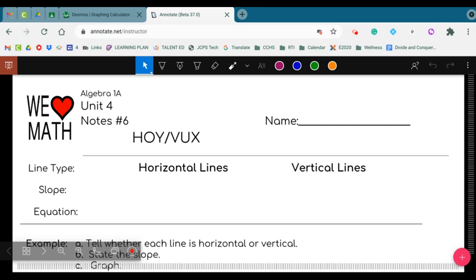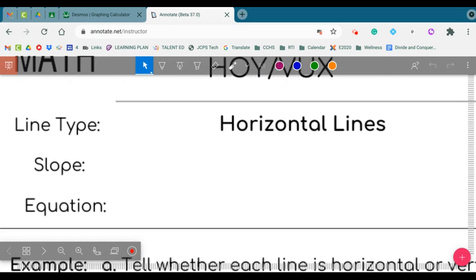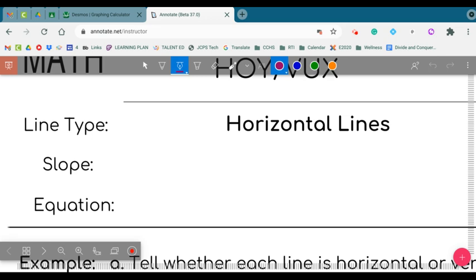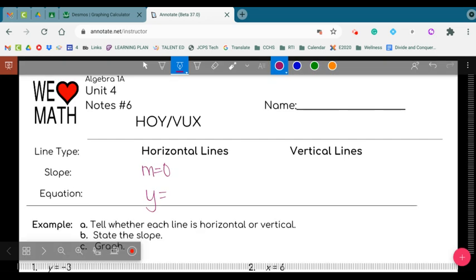Okay, today we're going to do Unit 4, Notes number 6, which is over Hoy and VUX. So these are going to be our special case lines. With our horizontal line, we have a slope of 0, so m equals 0, and then our equation is always going to be a y equals equation. So y equals a number. It's not going to be y equals mx plus b, just y equals a number. So y equals 5, y equals -2, anything like that.